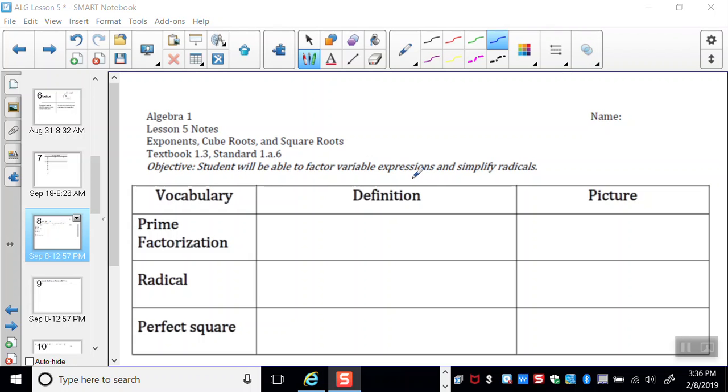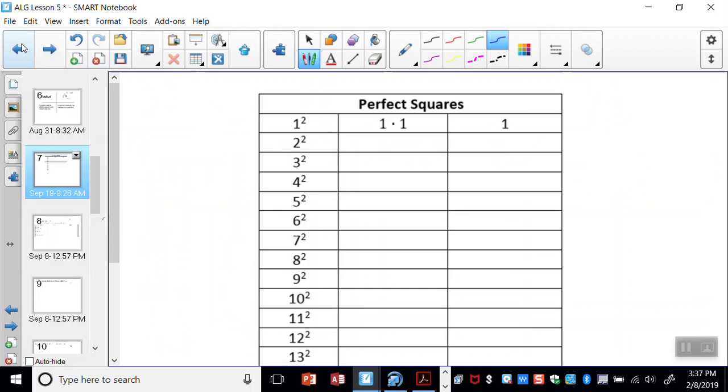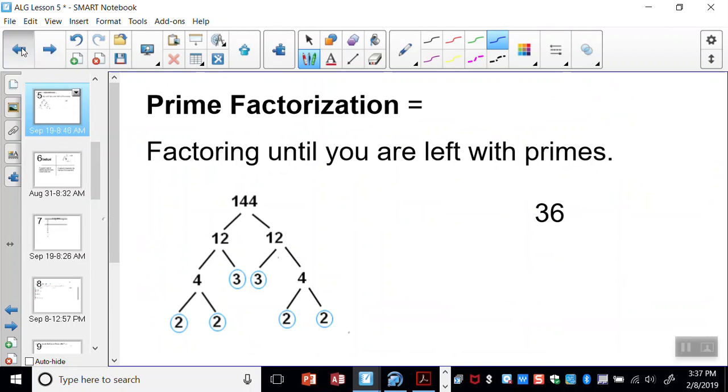Okay, in this video we are going to go over how to simplify radicals. We are going to go over the vocabulary first. So you have prime factorization, radical, and perfect square. First word, prime factorization means factoring until you are left with prime numbers.